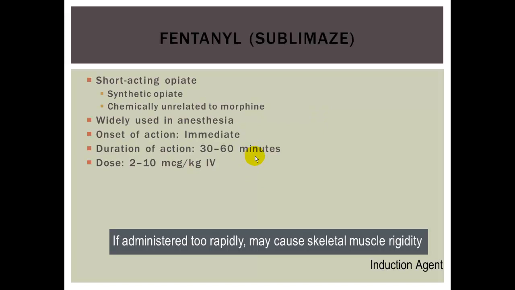Fentanyl comes to the top of our list, a short-acting opiate. It's a synthetic opiate, chemically unrelated to morphine, widely used in anesthesia. Onset of action is pretty much immediate. Duration of action is 30 to 60 minutes. Dose on this is 2 to 10 mics per kilogram IV. If administered too rapidly, you can get chest wall rigidity or skeletal muscle rigidity, so you want to give this nice and slow over about a minute.